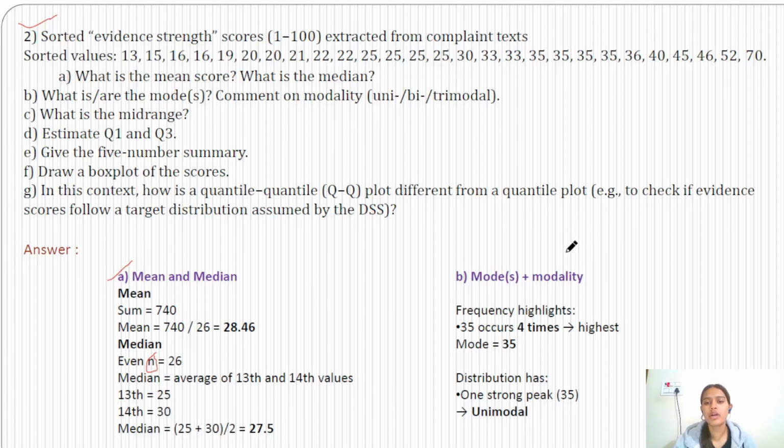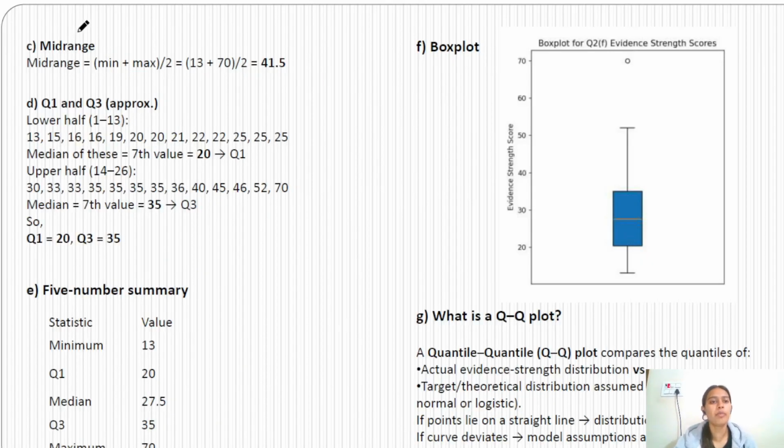Now mode plus modality. From the frequencies, we see which number occurs most. It is 35, which occurs 4 times. So the mode will be 35. The distribution has one strong peak, which is 35, so it is unimodal. Now mid-range. Mid-range is just the average of min and max, which is 41.5.